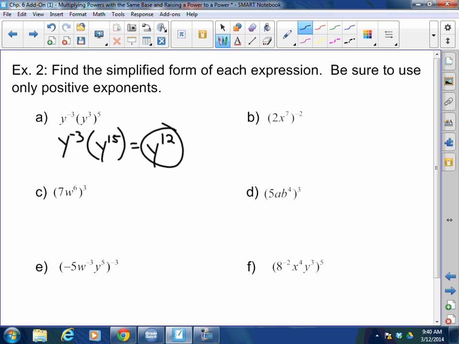Hold on, step by step. What do we do first? This is 2 to the negative 2, x to the negative 14. Now this is going to equal 1 over 2 squared, and then that's going to equal 1 over 4x to the 14th.